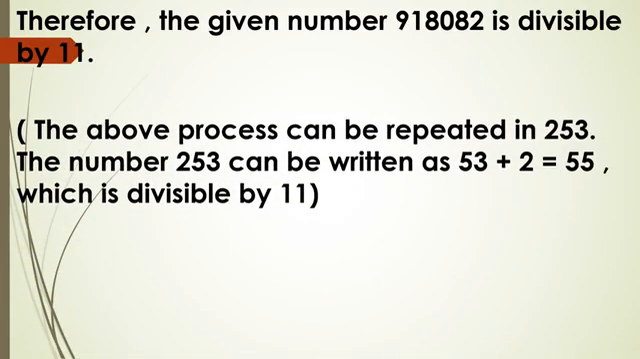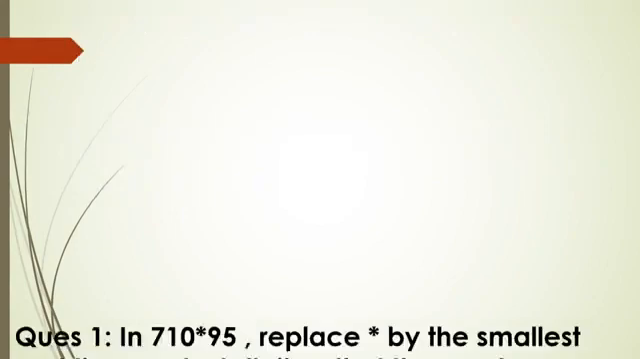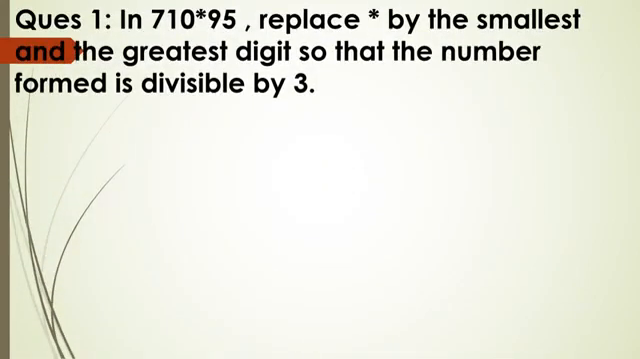Now see some of the examples. Different questions are these, and these same type of questions are given in your NCERT book also, which I have given as homework today. So listen to them carefully. In the given number, replace star by the smallest and the greatest digit so that the number formed is divisible by 3. You have to replace this star by the greatest and the smallest digit so that the number is divisible by 3.